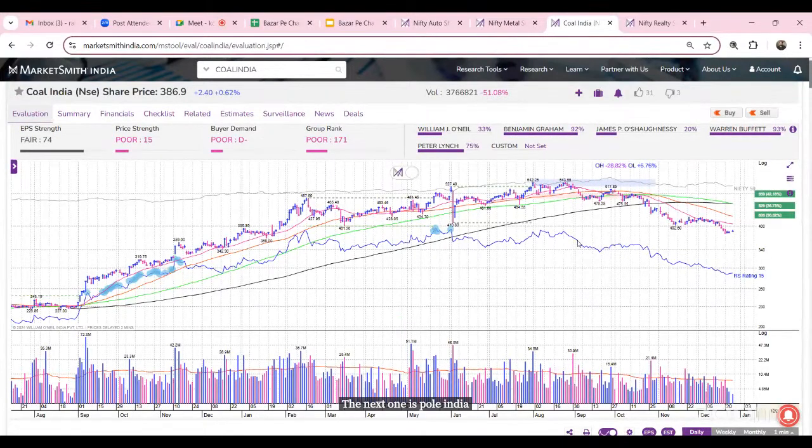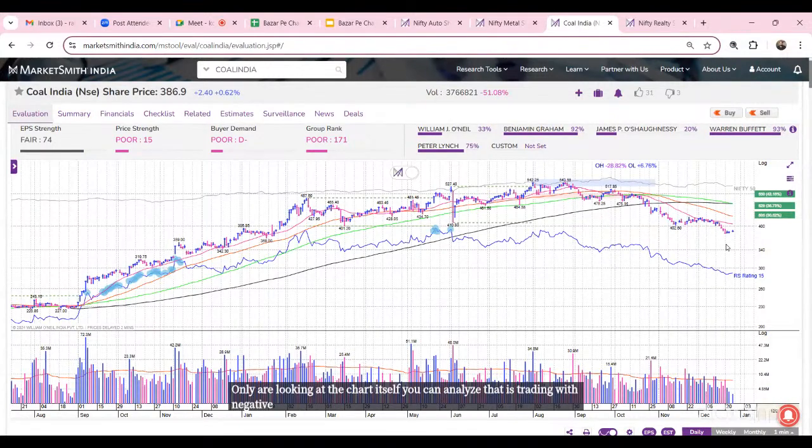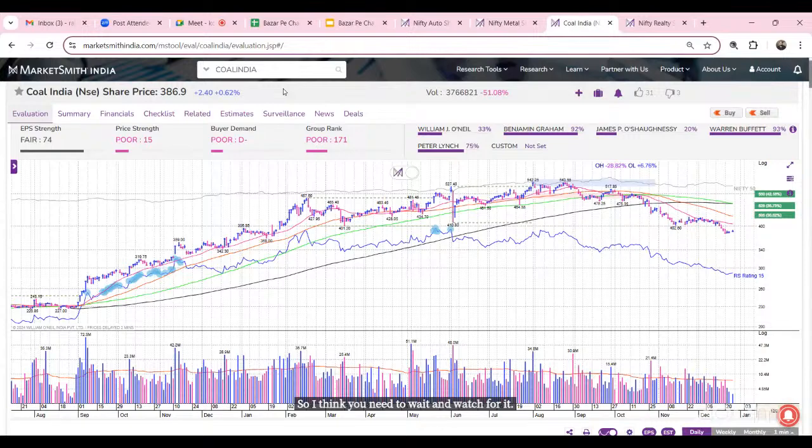Coal India, looking at the chart itself, you can analyze that it is trading with a negative bias. So I would not suggest you buy a stock which is falling. Price action has completely deteriorated. There has been a sharp correction in this particular stock, and still there is no sign of any great recovery. If you look at its volume, it is also not that great. So I think you need to wait and watch if you want to enter this particular stock.